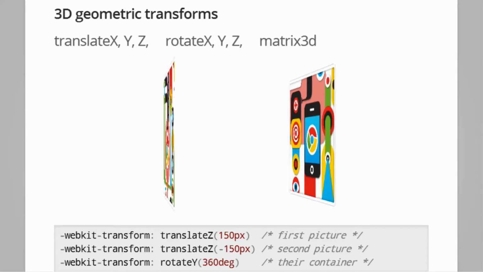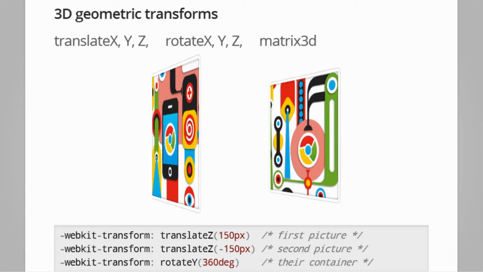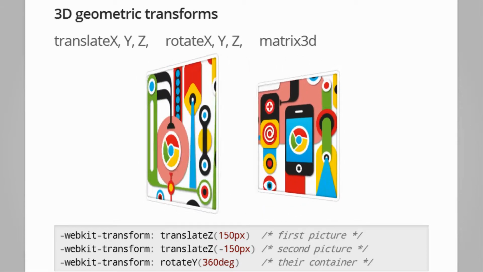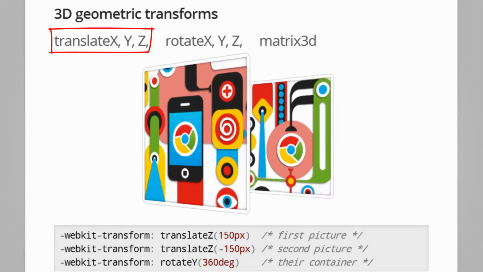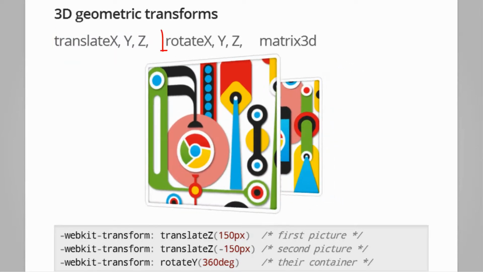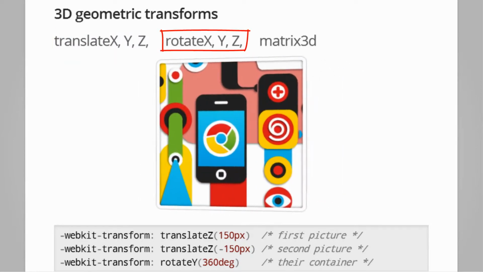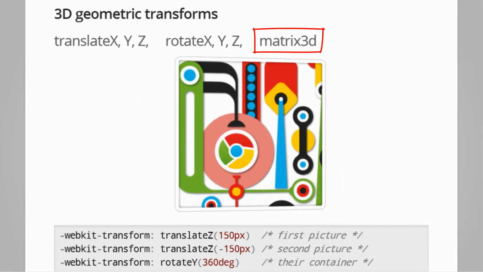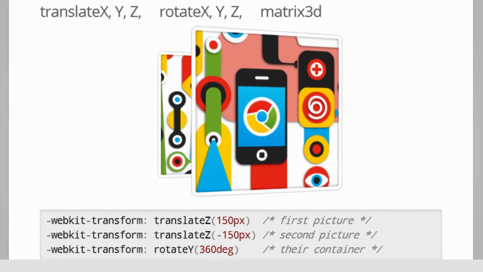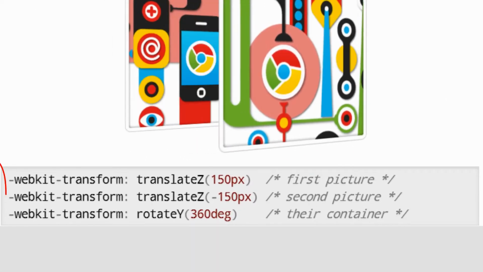Now that was only 2D transformations. 3D has other transformations as well, which include translate on the X, Y, or Z axes, rotate on the X, Y, or Z axes, and matrix 3D. Then, the same as 2D transforms, this is their code.